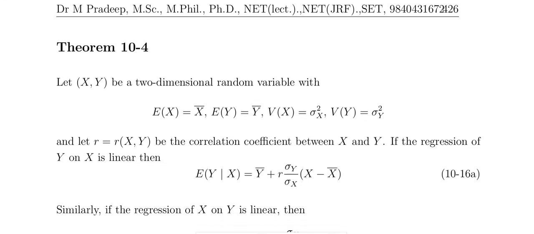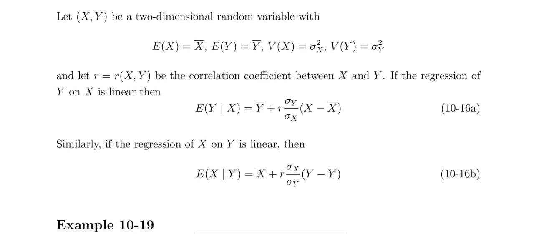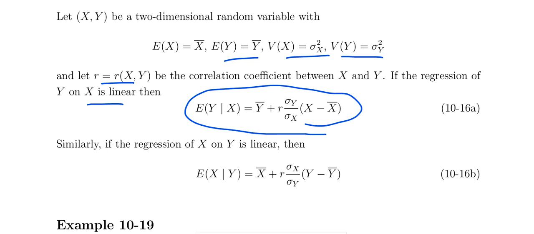Let x, y be a two-dimensional random variable. E of x equals x bar, E of y equals y bar, variance of x is sigma x squared, variance of y is sigma y squared, and the correlation coefficient is r equals r of x, y. Between x and y, the regression line of y on x is defined as E of y given x equals y bar plus r into sigma y by sigma x into x minus x bar. This is also a regression equation.